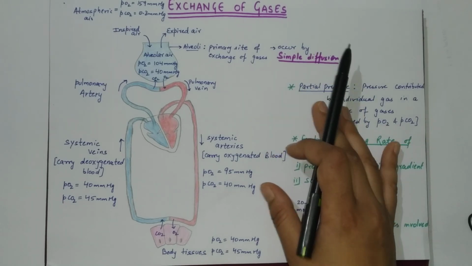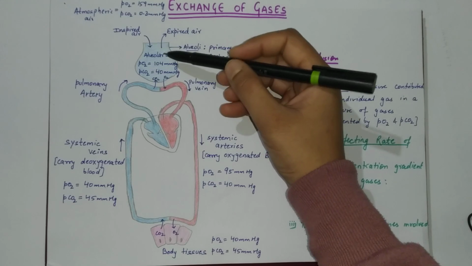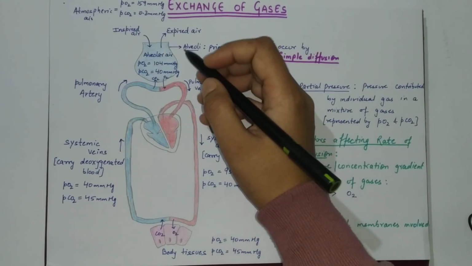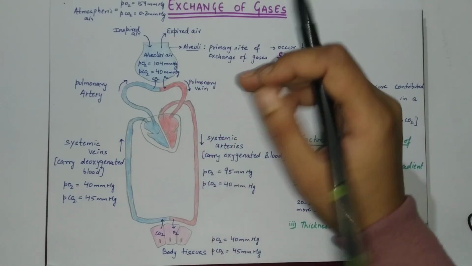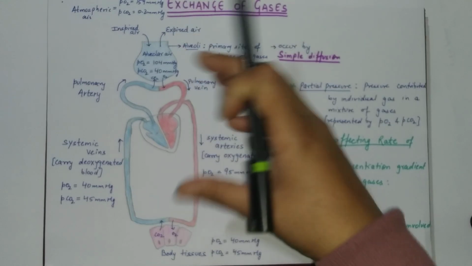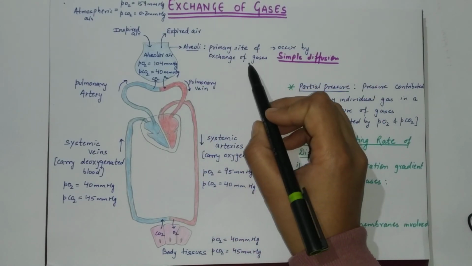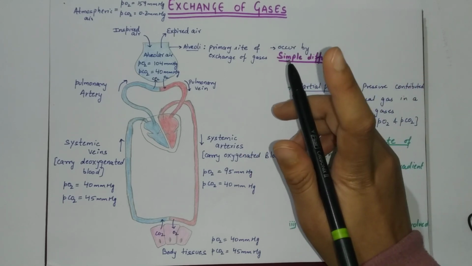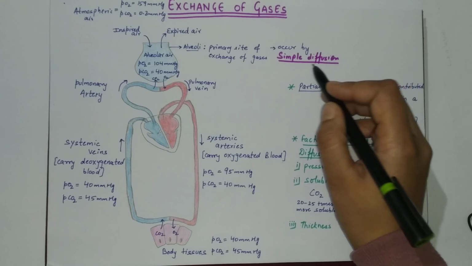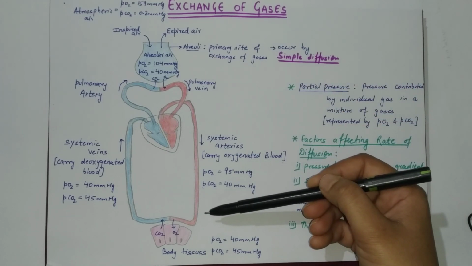So let's begin. As we all know, during breathing we inhale atmospheric oxygen and exhale the alveolar air. The air which we inhale contains mainly oxygen and the air which we exhale mainly contains carbon dioxide. So the oxygen, after passing through all the respiratory tract, reaches the alveolus, which is the primary site of exchange of gases. The important point to be noted is that all these gas diffusions occur by simple diffusion, either at the level of alveolus or at the level of tissues.